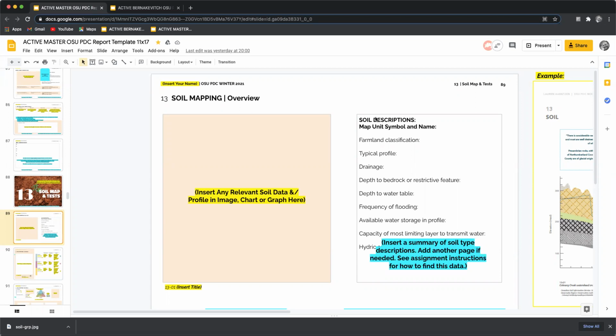That's allpointsdesign.ca. And today we're talking about the Oregon State University Permaculture template, specifically soil maps and tests. When we get into soil, we need to understand the big picture. That's the why of soil.